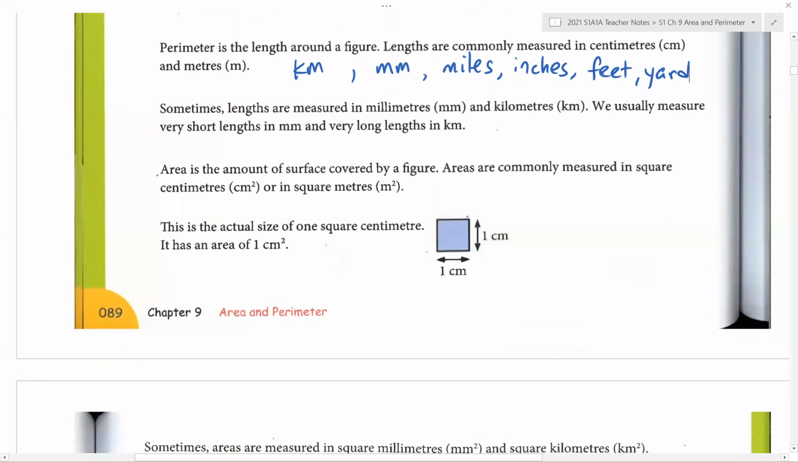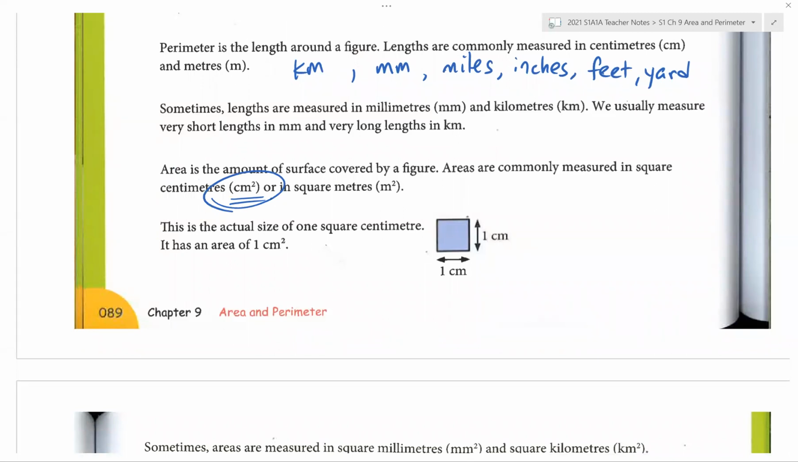And then we have area. Area is the amount of surface covered by a figure. We think of it as like painting it. So it is commonly measured in this unit. What do you call this unit? How do you say this? The one that is circled. How do you say it? Centimeter square?